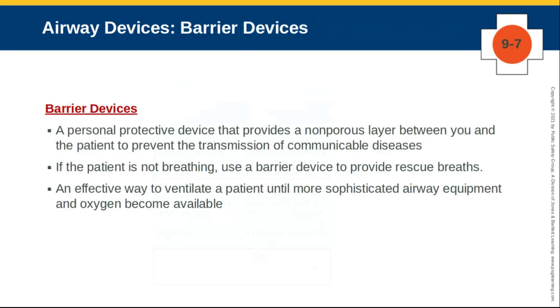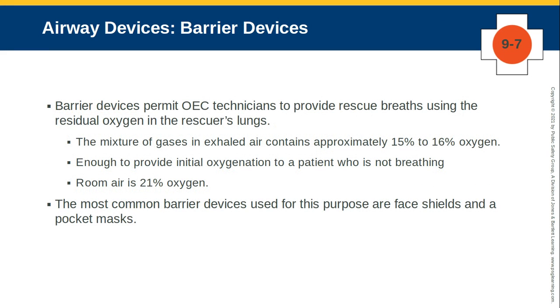Now, additionally, to help a patient breathe, we may use a barrier device. A barrier device just puts a layer between you and the patient as you provide rescue breaths for them. We have a couple barrier devices. The first barrier device is a face shield. The more common one that patrollers carry is a pocket mask, or we'll call it a CPR mask sometimes. But in either case, you're relying on the residual oxygen from your exhalation to support the patient's breathing.